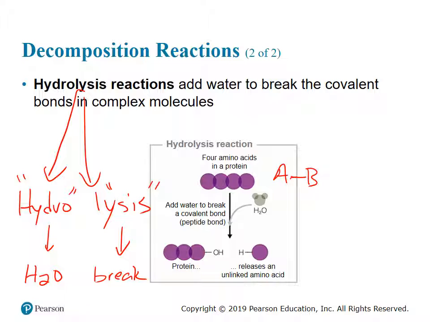AB. Right? And we want to break that, and we want to create A plus B. We use water, and we break water apart because water is added to both A and B to separate them. Can everybody see this as H2O? This is how water looks chemically, right? And what we've done is we've actually broken one of these bonds.